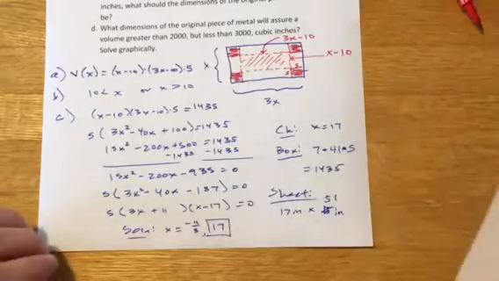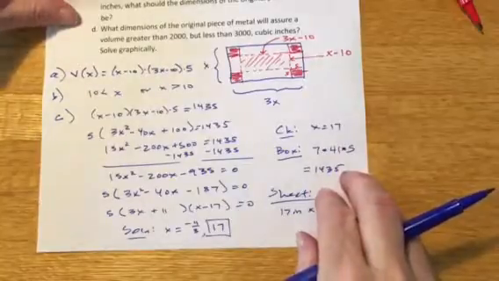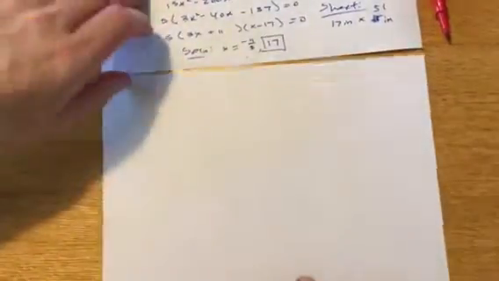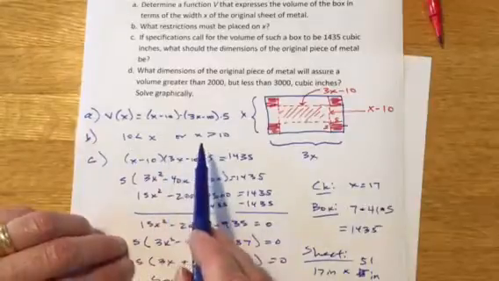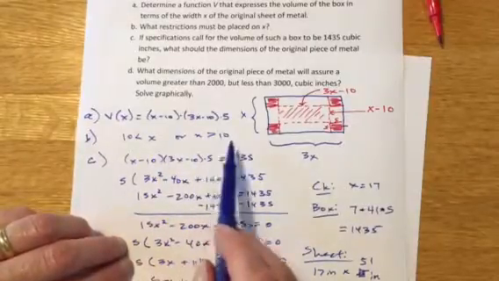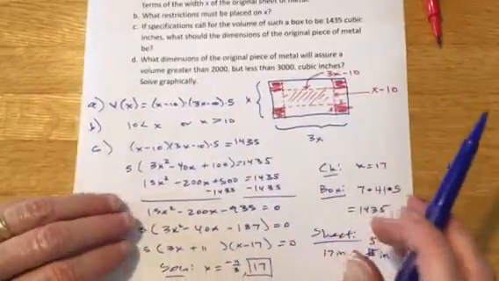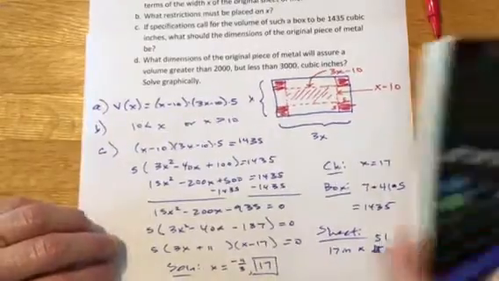And then for part D, we're asked what dimensions of the original piece of metal will assure a volume greater than 2,000 but less than 3,000. Notice here you're not being asked for a maximum, because I don't think there is one. Remember, we can make the sheet as big as we want, and it appears the volume would just keep increasing. So what if we want it to wind up between 2,000 and 3,000 though? That's part D. Let's take a look at our graph.